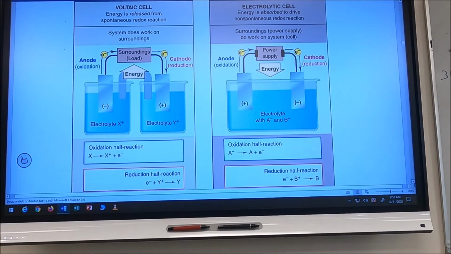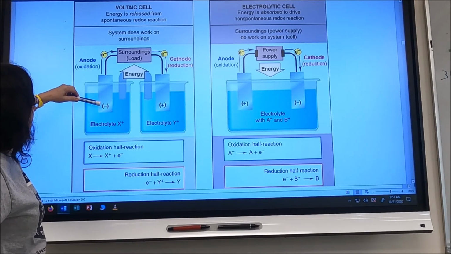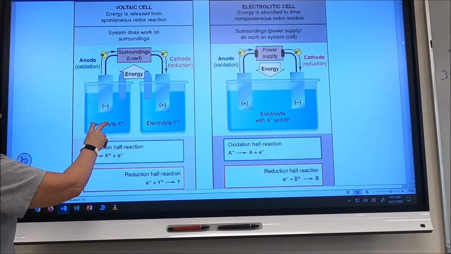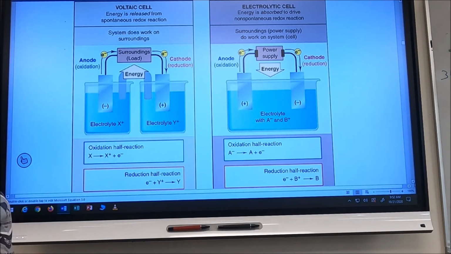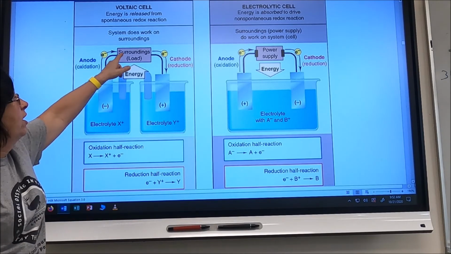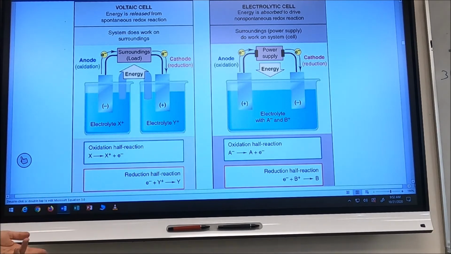Now, here's a representation of a voltaic cell and an electrolytic cell. Both are electrochemical devices. Okay? Anode, always on the left. Anode is where oxidation occurs, cathode on the right. In a voltaic cell, we actually have to have separate chambers for the oxidation and the reduction half reactions, because we're forcing the electron transfer through the external circuit, which is going to be some kind of device that needs electricity to power it.